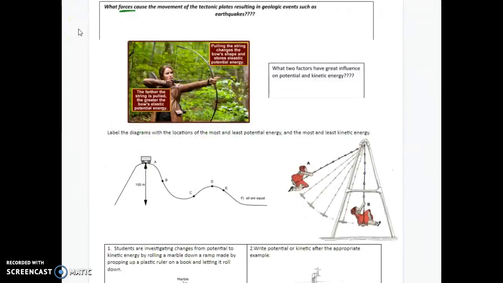Okay, don't forget the boxes at the top of some of these pages in the gray. These are important. We're kind of throwing back a little bit. What forces cause the movement of tectonic plates resulting in geological events such as earthquakes?